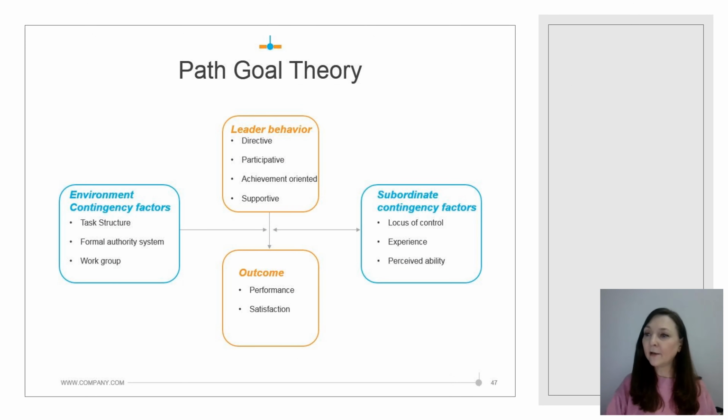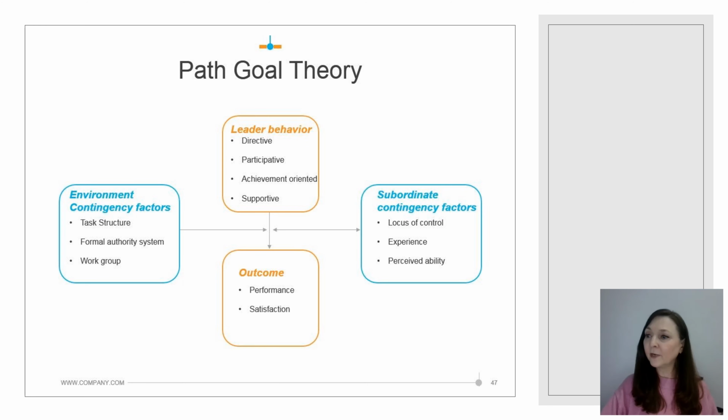Next is the path goal theory model. Robert House developed the path goal leadership theory and model. It is used to select the leadership style: directive, supportive, participative, and achievement-oriented, appropriate to the situation, subordinate, and environment to maximize performance and job satisfaction.